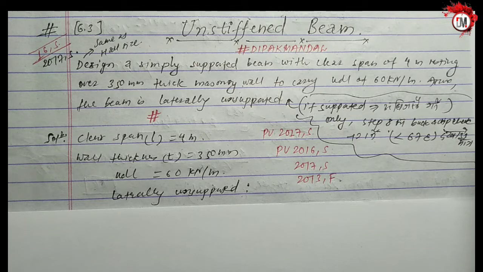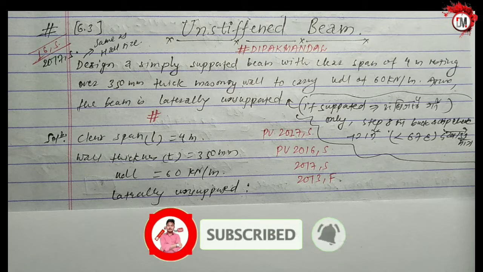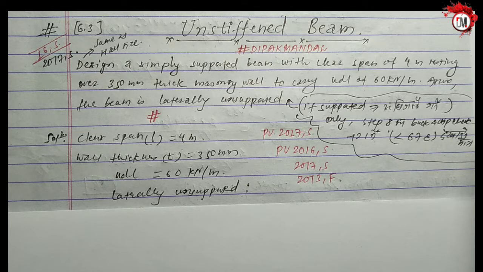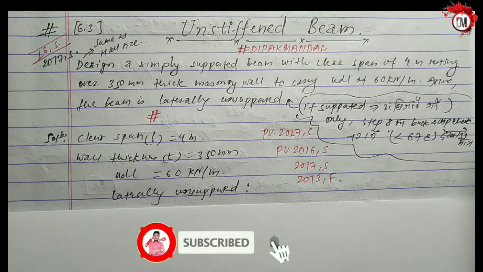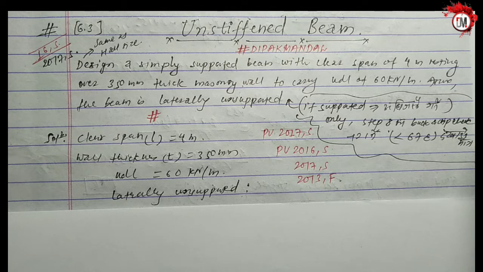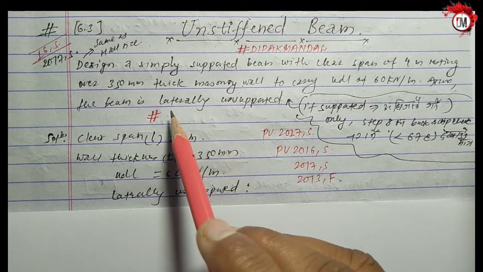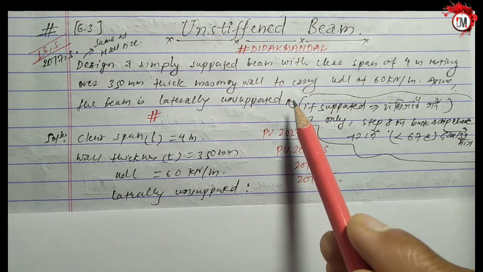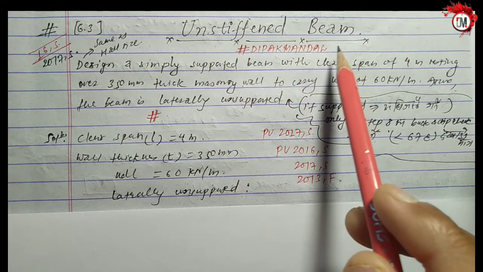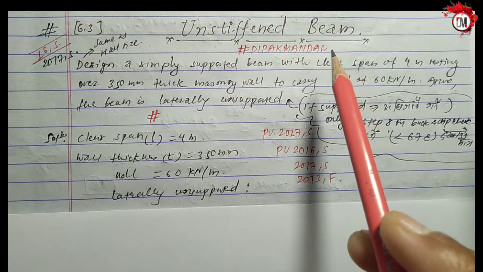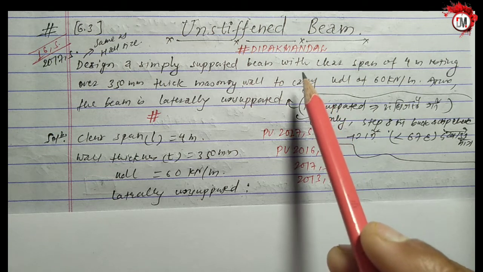Here in this video we are going to design a simply supported beam in the condition of laterally unsupported. This video will be very important for our final examination. Before this video we already discussed the laterally supported beam, and we did one numerical related to it. That was also one of the most important questions. Here in this video we are going to design a simply supported beam in the condition of laterally unsupported. You can see here, this is the condition of a laterally unsupported beam, and this is also called an unstiffened beam. Today's lecture will be very important for our final examination. So let's start the video.